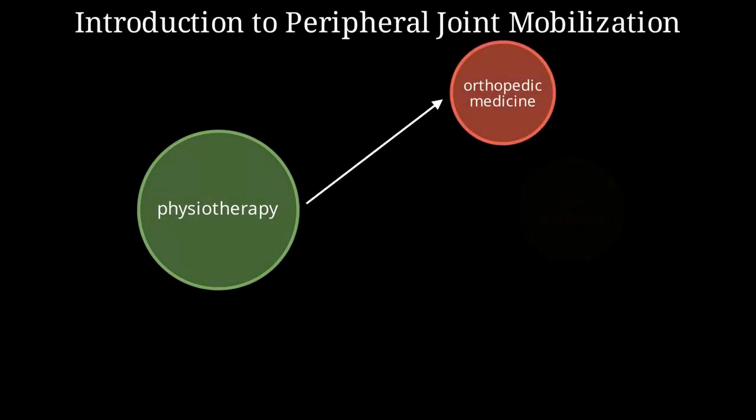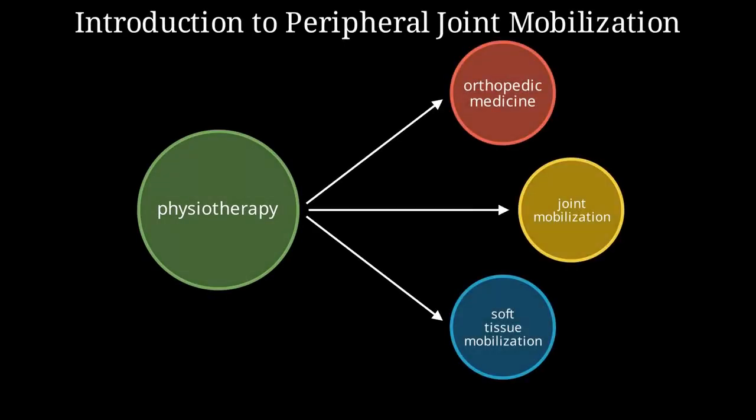Physiotherapy plays a crucial role in orthopedic medicine, especially when joint hypermobility or decreased range of motion is detected. Mobilization techniques, including joint and soft tissue mobilization, are essential for restoring movement. This chapter introduces joint mobilization techniques and emphasizes the importance of understanding anatomy, kinematics, and musculoskeletal disorders for effective therapy.